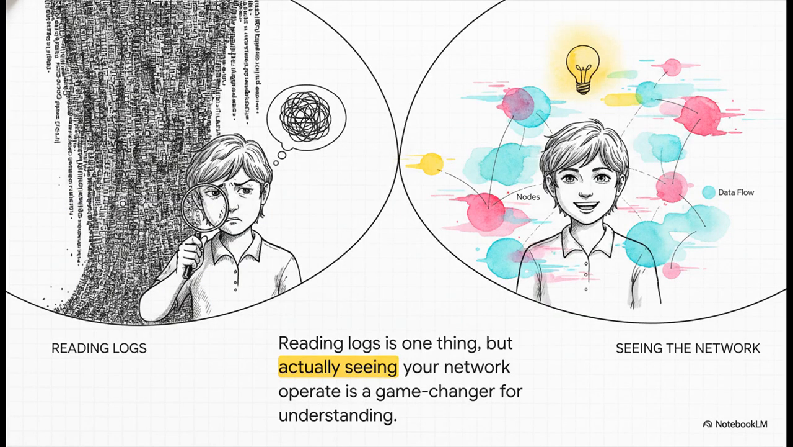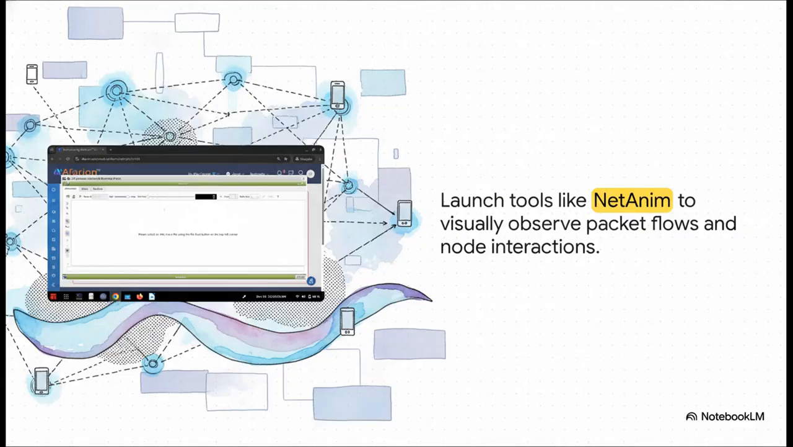I really want to double-click on one of the most powerful benefits here, because it's a total game changer. The ability to actually see your simulations. Reading log files is one thing, but watching your network operate in real time, that's when the light bulbs really start going off. So you can launch tools like NetAnim, which you see right here, directly from the platform. And suddenly, you're visually tracking how packets are zipping between nodes, you're seeing how mobile devices are changing their connections. You can actually grasp the dynamics. It turns all that abstract data into an intuitive, animated story.